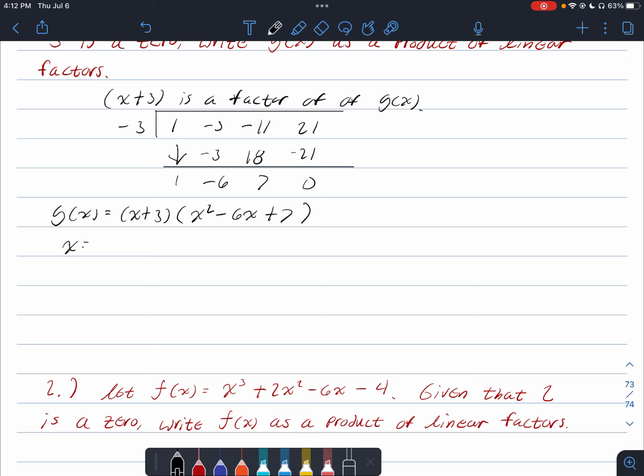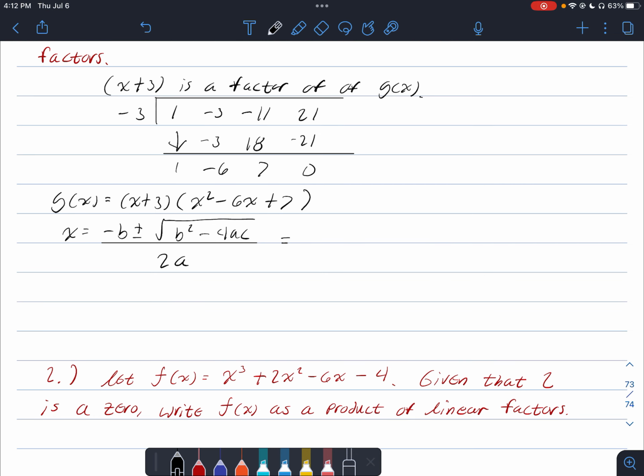So we'll have x is equal to negative b plus or minus the square root of b squared minus 4ac, and this will all be over 2a. Okay, and again, we're doing this for this polynomial here. All right. So b is negative 6, so that'll give us positive 6 plus or minus the square root of b squared, so 36, minus 4 times a times c, which is 7, and this will all be over 2 times a, or just 2.